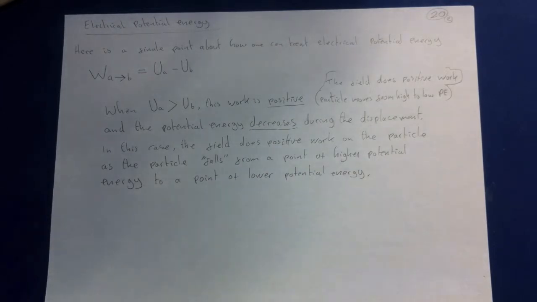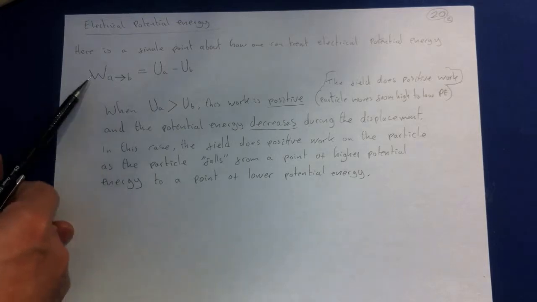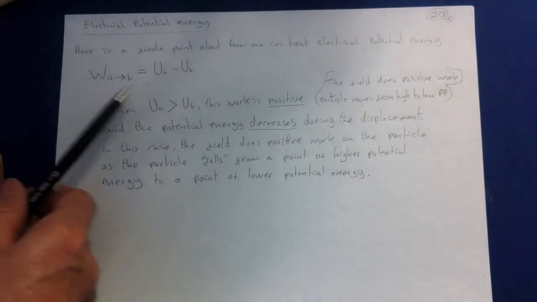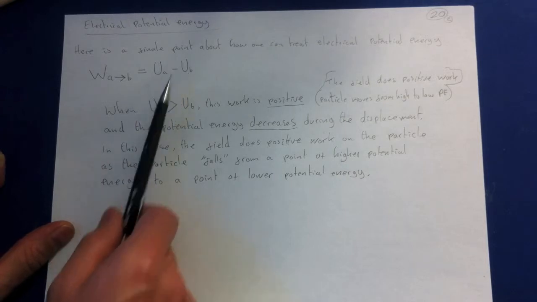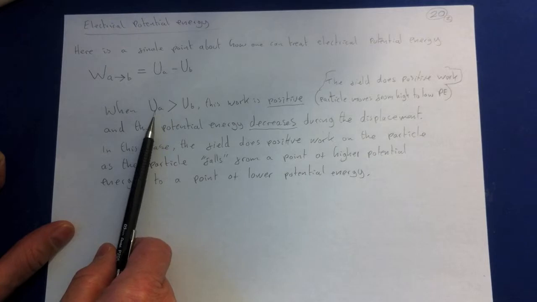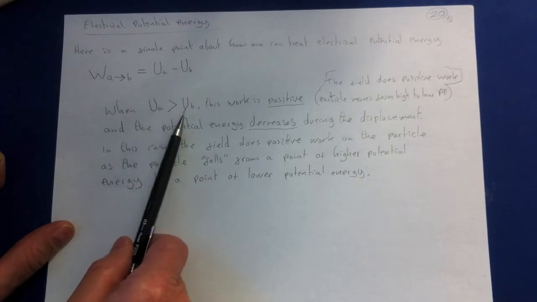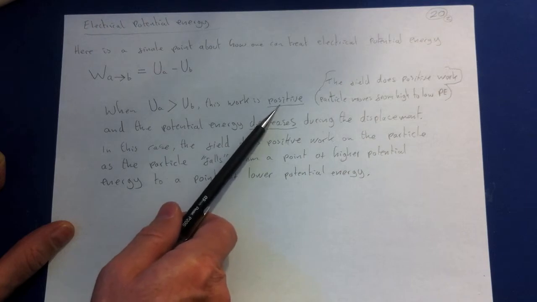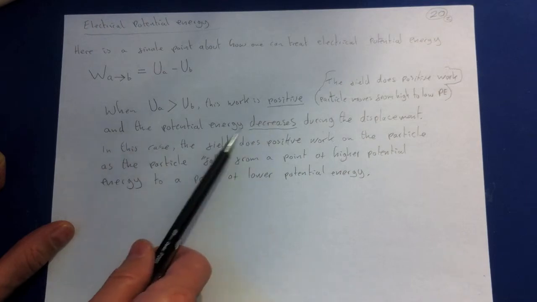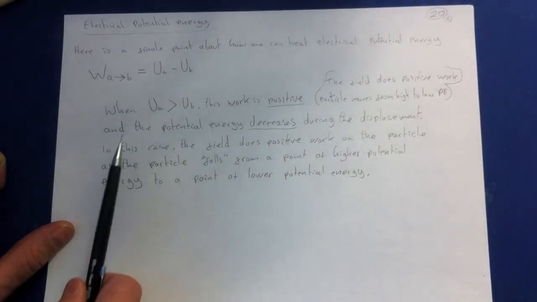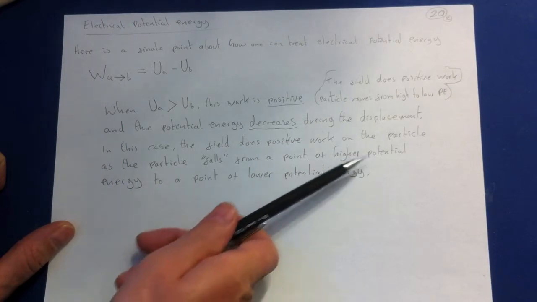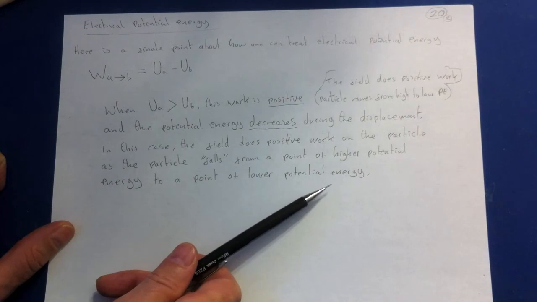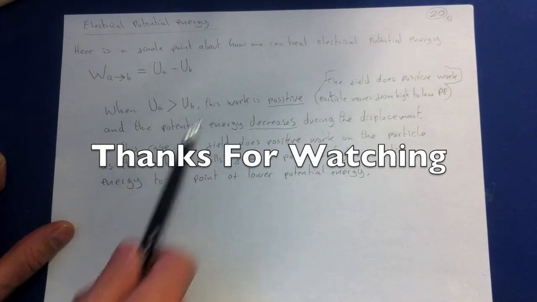Right, so here's a final point about how we can treat electric potential energy. The work moving from A to B is the potential energy UA minus the potential energy UB. When the potential energy at A is greater than the potential energy at B, this work is positive. The field does positive work on the particle, and the potential energy decreases during the displacement, as the particle falls from a point of higher potential energy to a point of lower potential energy. So this is the main point of this whole discussion.